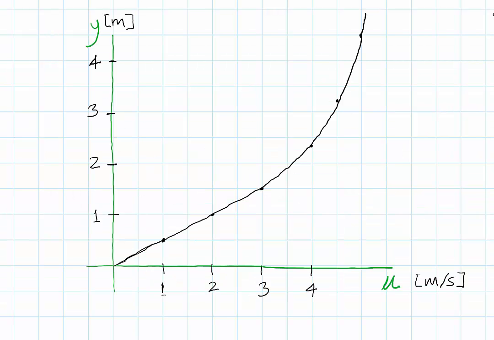So let's look at this graph. In one axis, the horizontal axis, we have the velocity, and the velocity, as always, is measured in meters per second. And in the vertical axis, we have the transverse distance or the distance from the surface, and it's measured in meters.